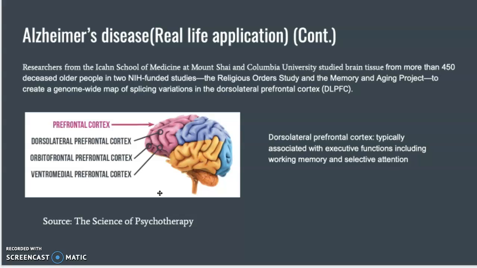Researchers from the Icahn School of Medicine at Mount Sinai and Columbia University studied brain tissue from more than 450 deceased older people in 2 NIH-funded studies. And they created a genome-wide map of splicing variations in the dorsolateral prefrontal cortex. The dorsolateral prefrontal cortex is typically associated with executive functions including working memory and selective attention.